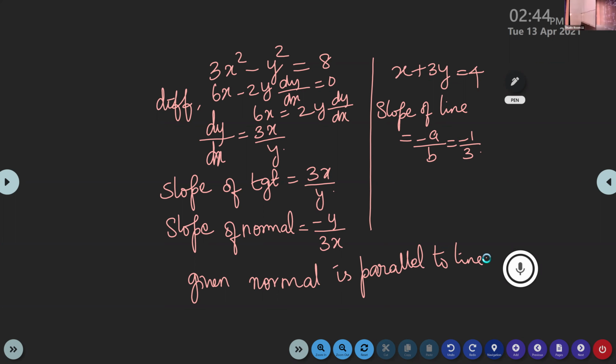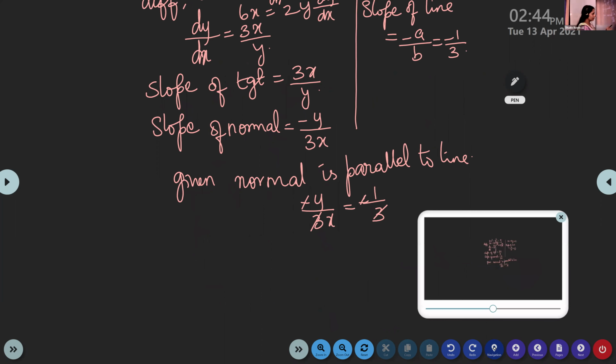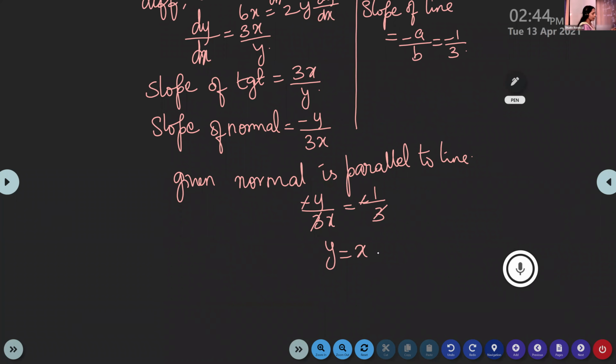Suppose slopes are equal. We get minus y by 3x is equal to minus 1 by 3. Both the sides negative we can cancel. Both the sides we can cancel 3. Therefore, what we will get? y is equal to x.